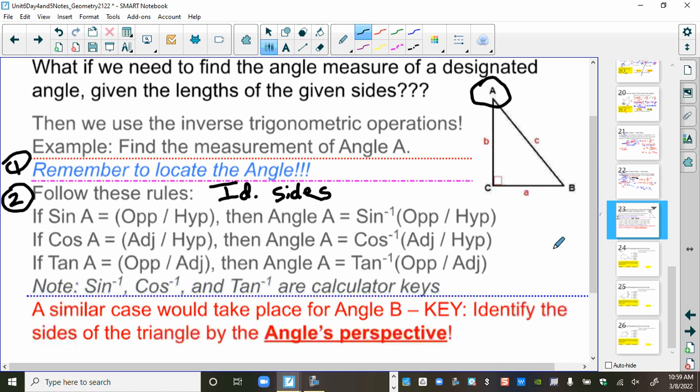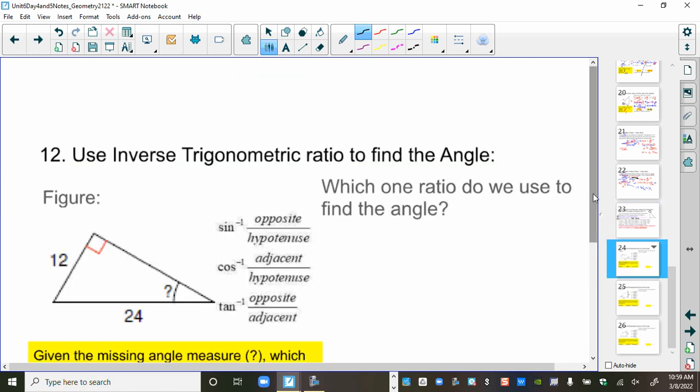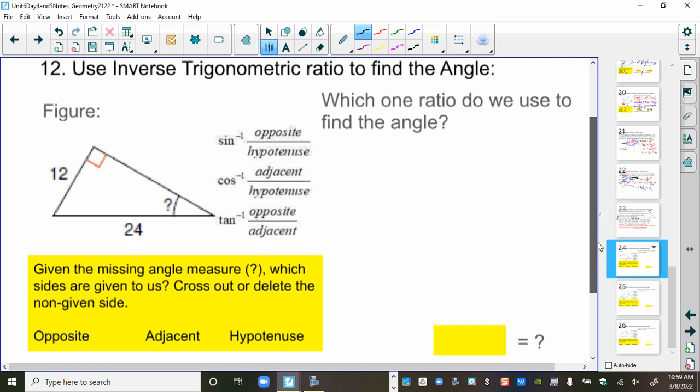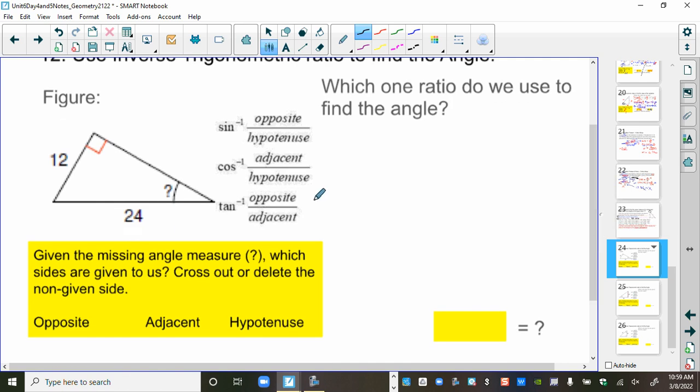All right, any questions before we begin? Trust me, this is going to be real quick. It's much quicker than you think. All right, so if we look at the first one. Okay, here's our missing angle right here.